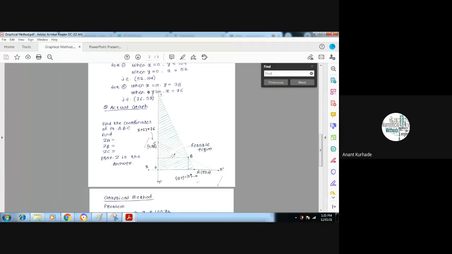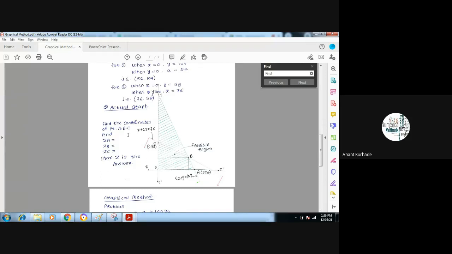Now, how can you get this answer? You have to find the coordinates of each and every point. A's coordinates are 52 comma 0. B's coordinates you can find from the actual graph. That's why I have drawn a vertical line, so that you can get the X coordinate here and the Y coordinate horizontally. And C's coordinates are 0 comma 32.